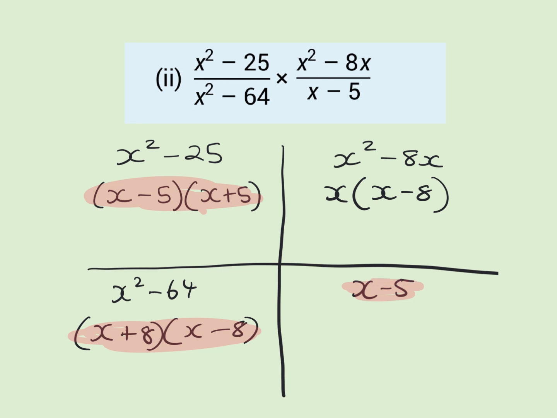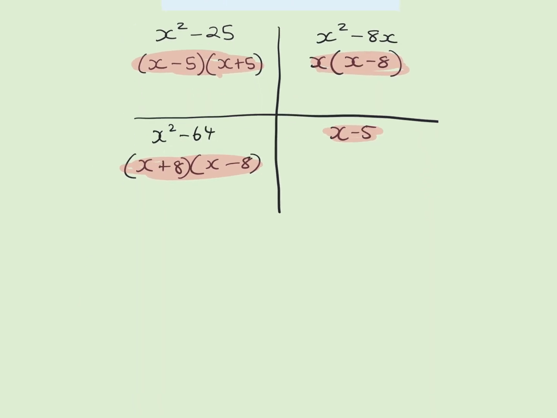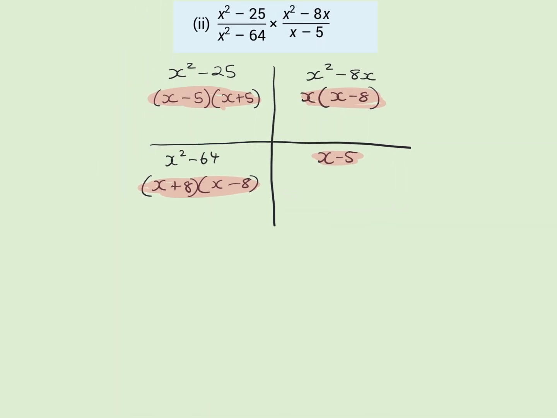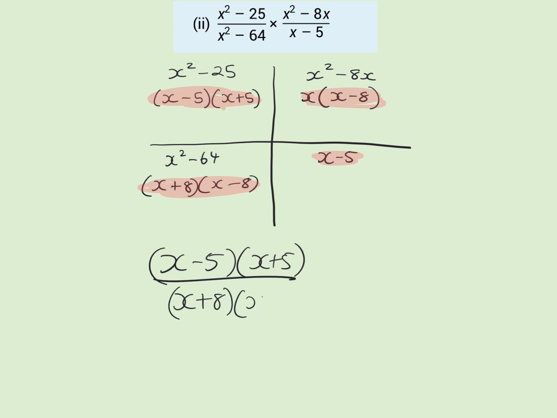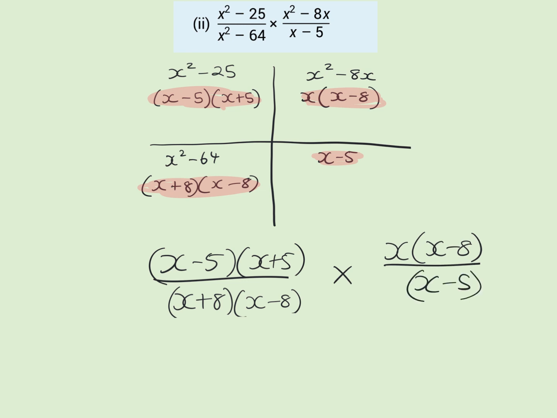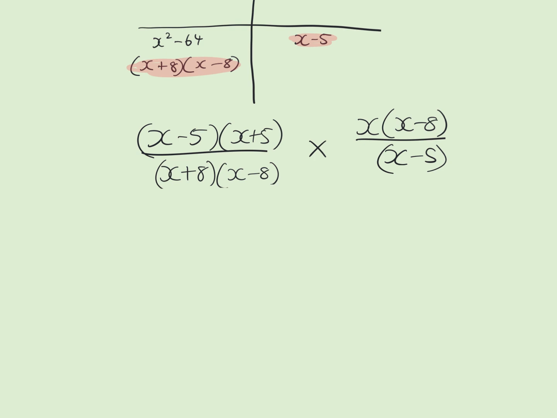So that's another set of factors that we have here. And then finally, this one here. So I'm going to take that now and rewrite. So just taking that and rewriting it, I'm going to have x minus 5 by x plus 5 as my first fraction over x plus 8, x minus 8, and that's going to be times x minus 8 all over x minus 5.